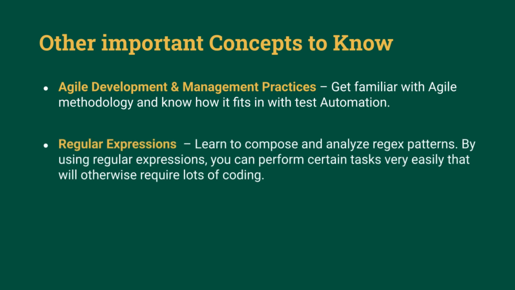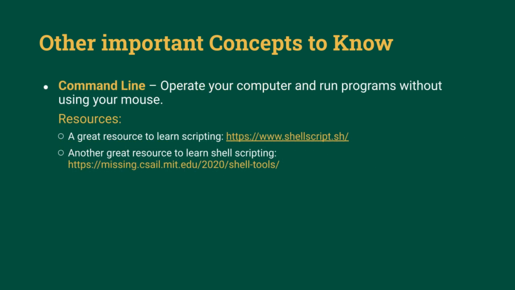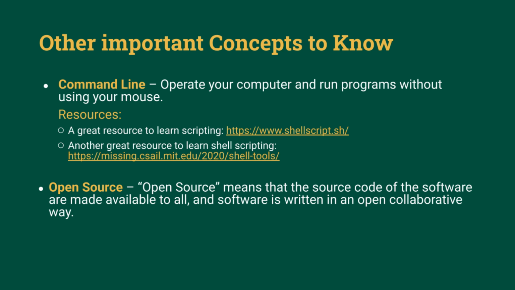Another important concept to learn is regular expressions that can help you perform certain tasks very easily that will otherwise require lots of coding. Many programs are written only for command line, also called bash, so learning to use the command line is also important. You may also have heard the term open source many times. Open source basically means that the inner workings or source code of a software are made available to all, and the software is written in an open, collaborative way. Anyone can look into the source code, see how it works, tweak it, and reuse it.